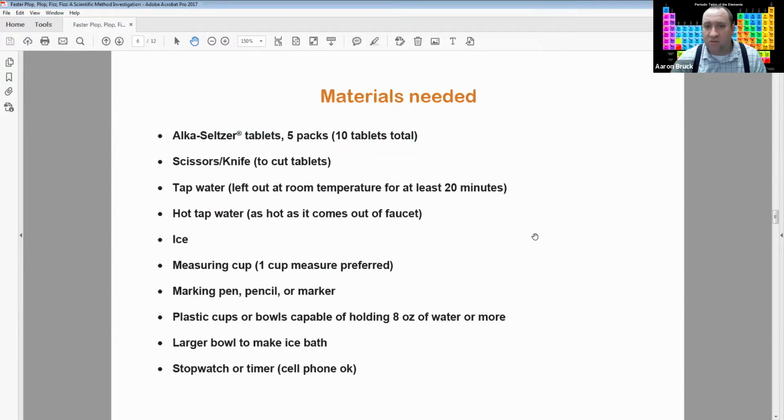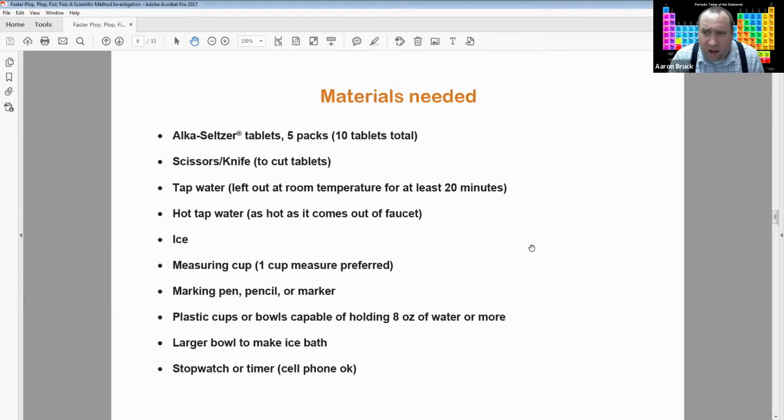Now, in terms of what materials you need, this is the only lab in our list where you're going to have to go out and acquire materials. Most of the materials that you need are things that you can probably find at home. The only thing that you may not be able to acquire at home, depending on what you have at home, are Alka-Seltzer tablets. For this experiment, you will need 10 tablets in total. That's 5 2-packs.